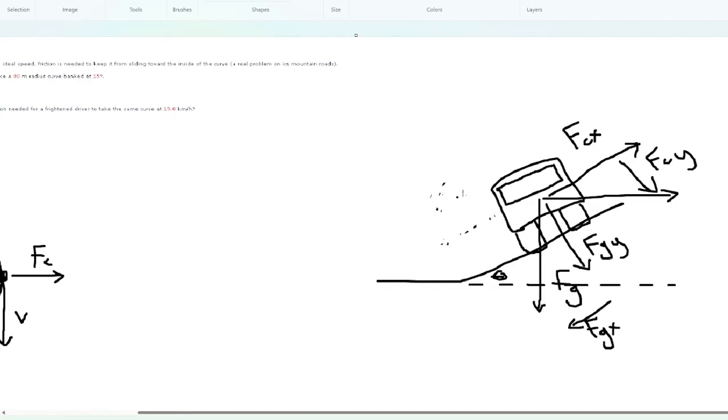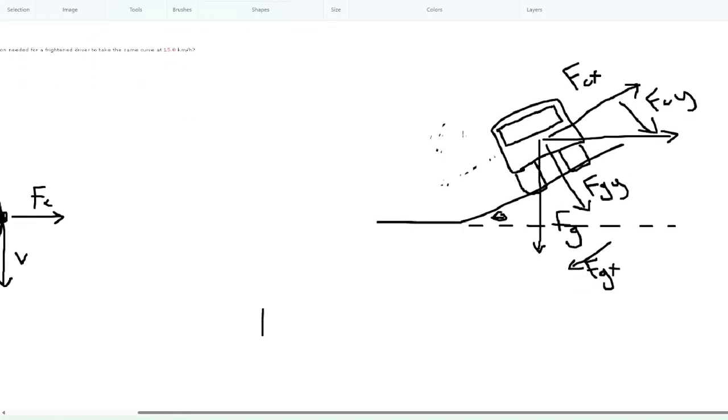So let's equate them together. FGX has to be equal to FCX.